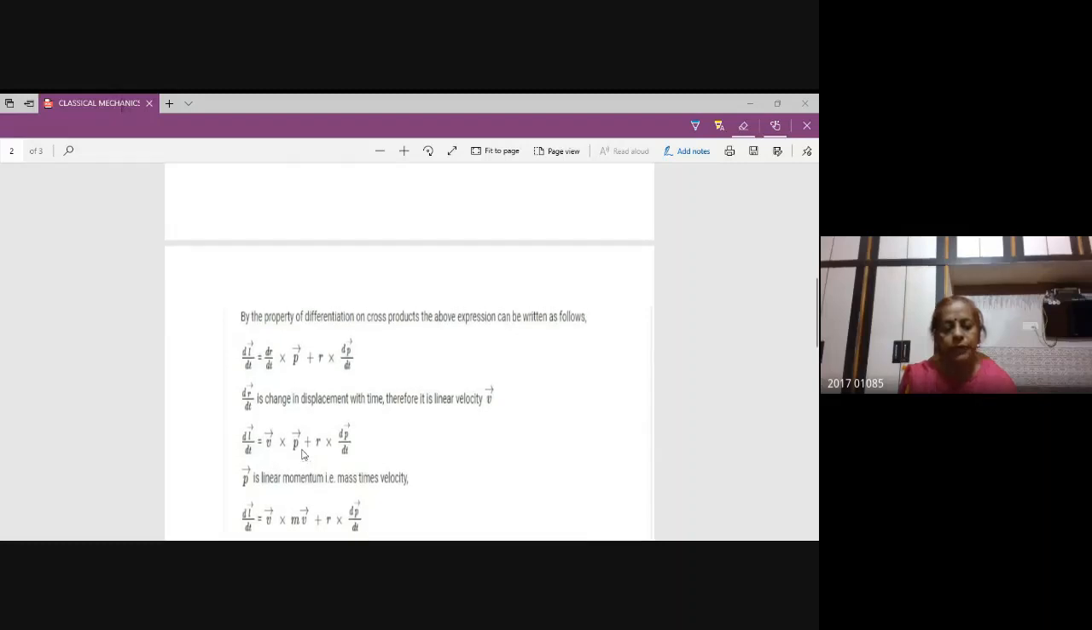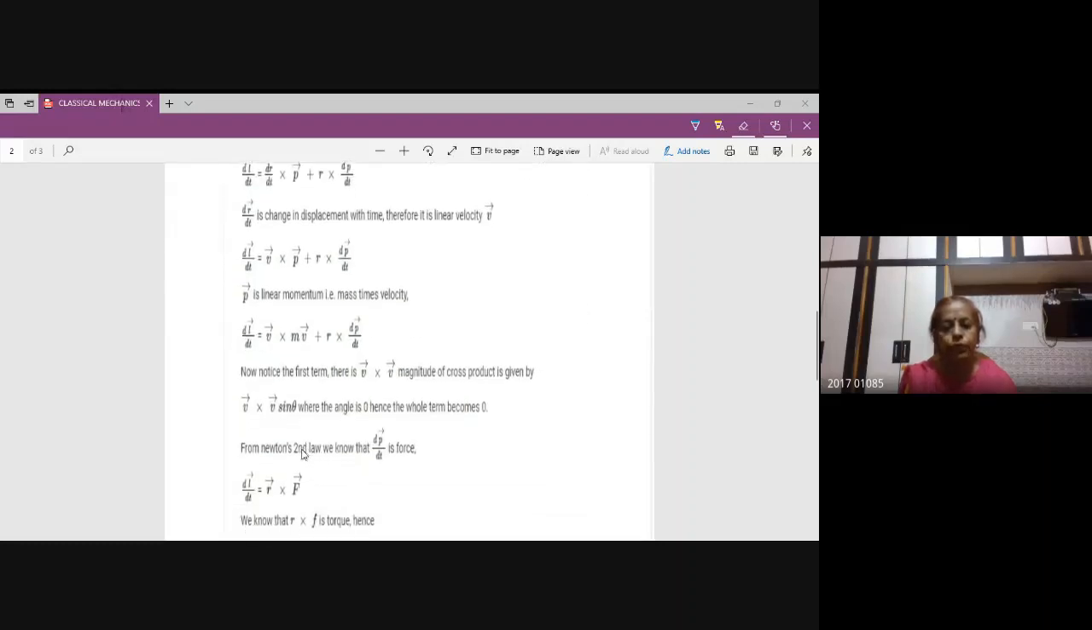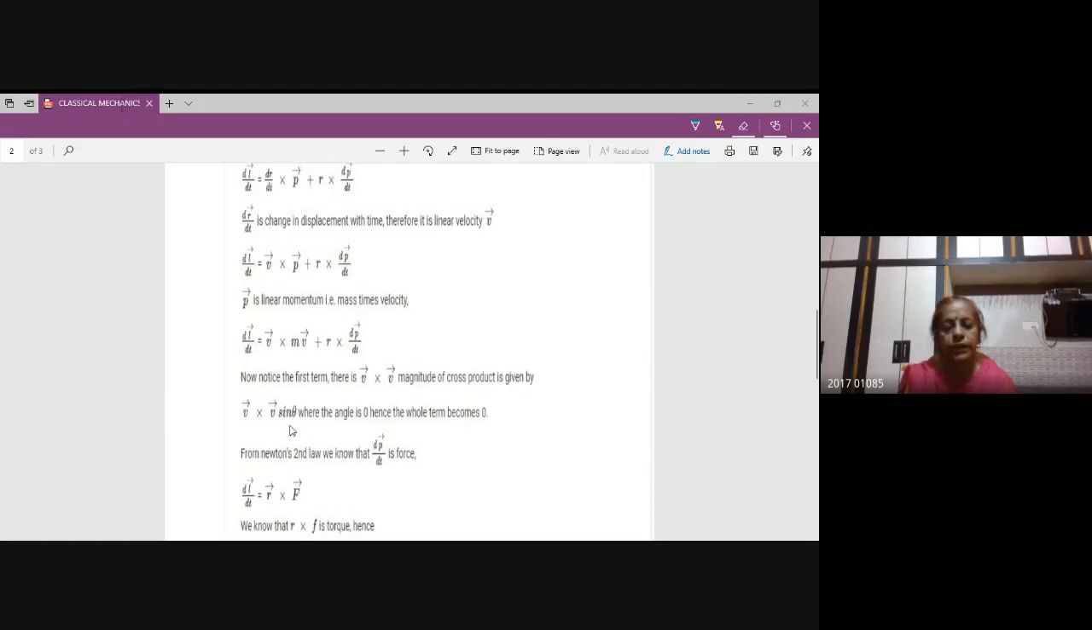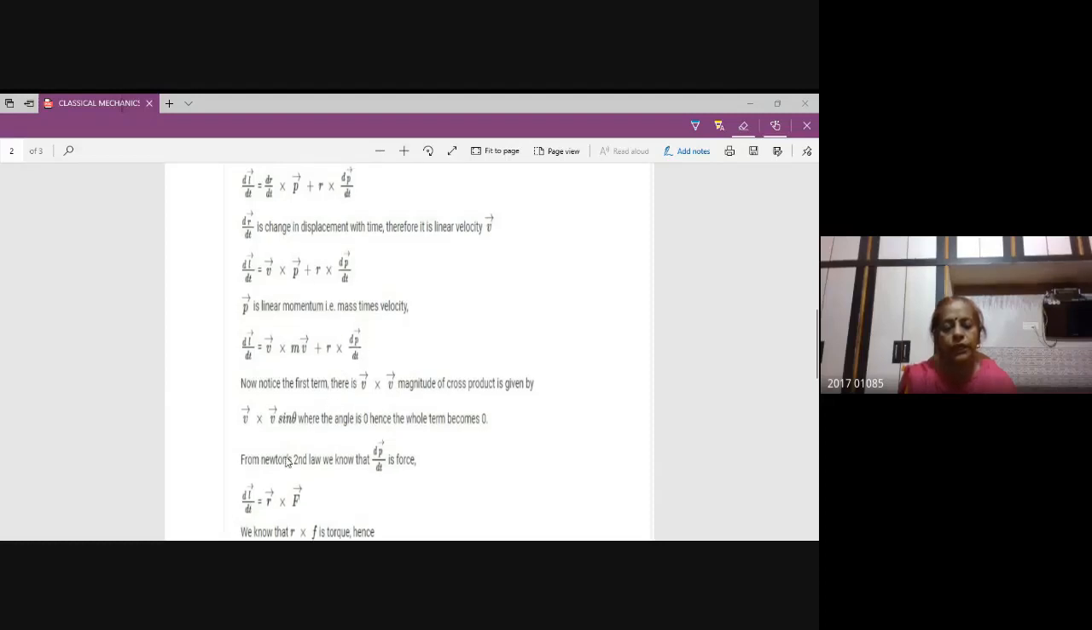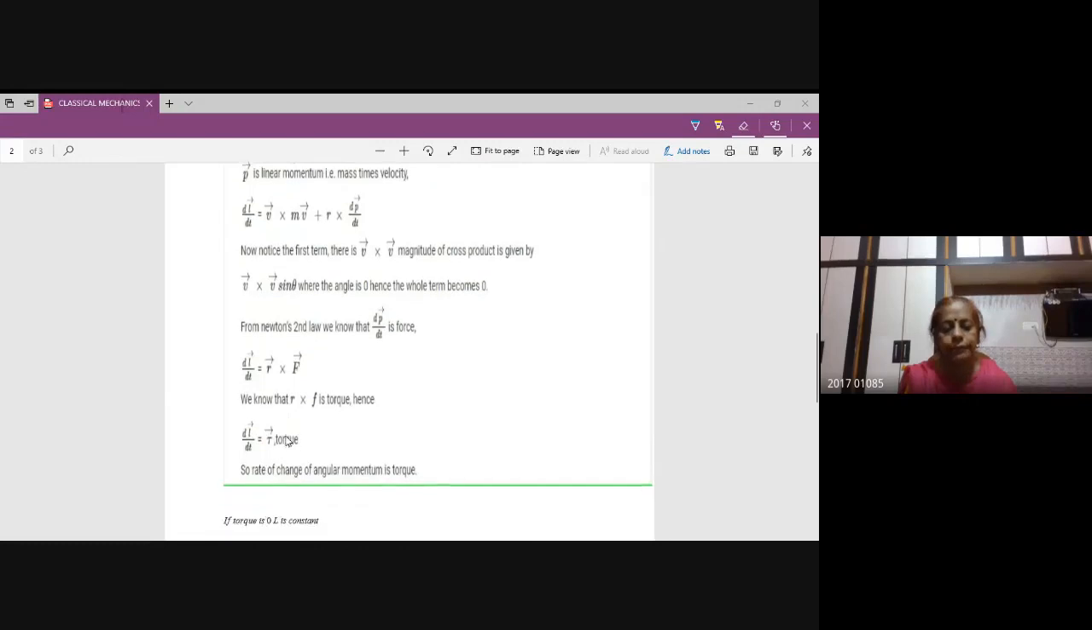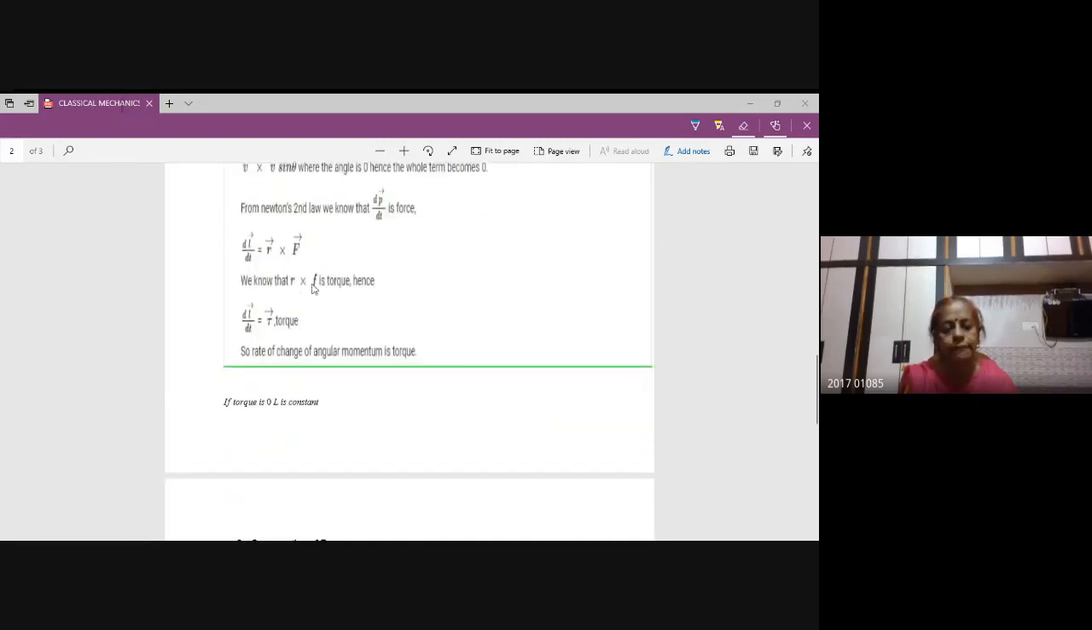P is the linear momentum, and we know that linear momentum is mv. Here in the first term, we get v cross v, and v cross v is 0. So this first term is equal to 0. Hence, using Newton's second law, we get dL upon dt equal to r cross F. We know that r cross F is torque, hence dL upon dt will be equal to torque. This is tau, which means torque.